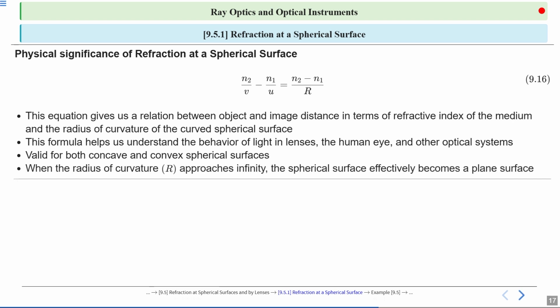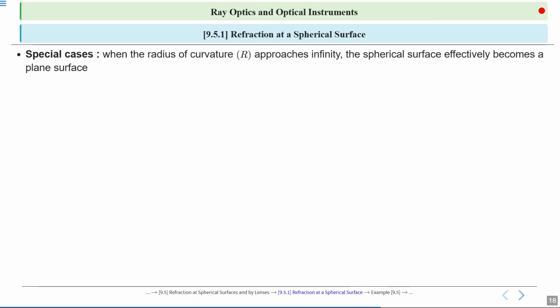So when the radius of curvature approaches infinity, what does that mean? That means the surface becomes flat, the surface becomes a plane. So that's why the radius of curvature becomes infinity. The spherical surface effectively becomes a plane surface. So what are the special cases? This is a special case. When the radius of curvature approaches infinity, the spherical surface effectively becomes a plane surface.